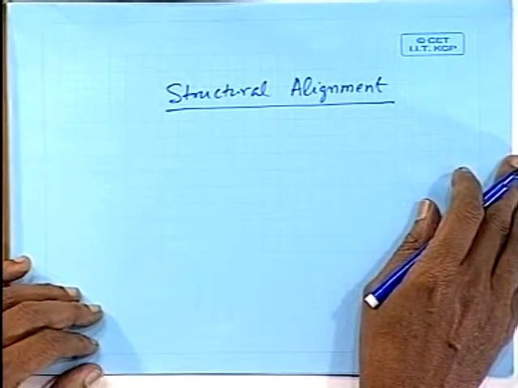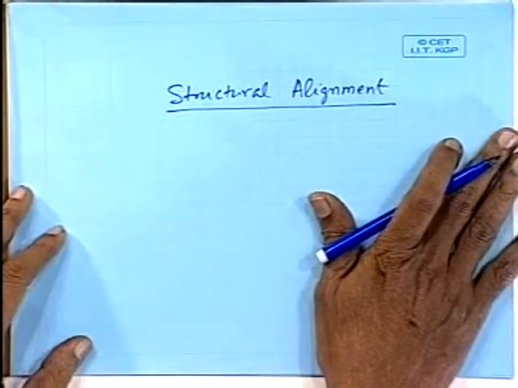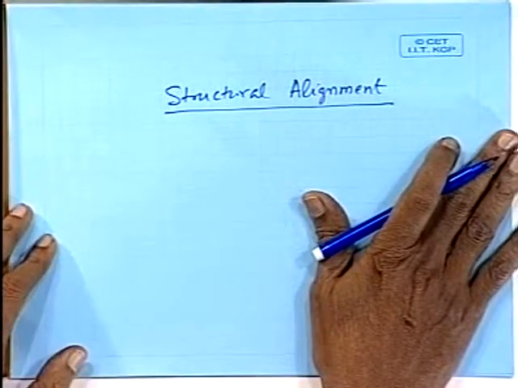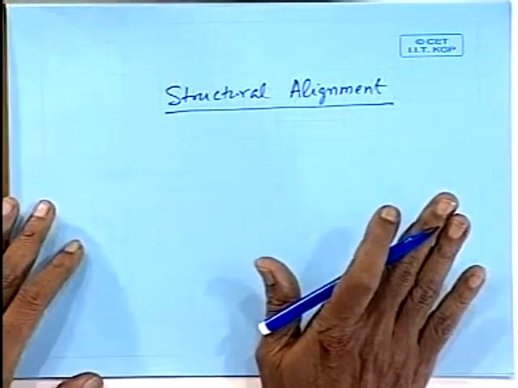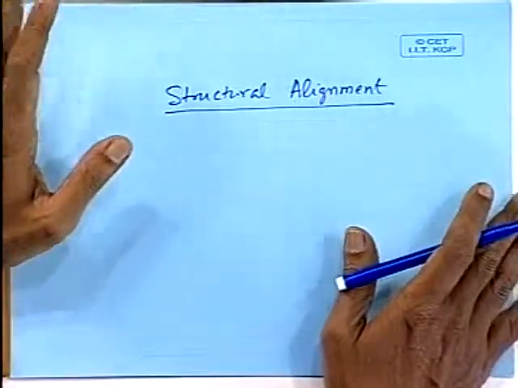What is the meaning of structural alignment? Once a structure is stressed, it should be possible for us to design the structure in such a manner that the stress lines are continuous, or there are no abrupt changes in stress levels in the structure due to defects in layout. One such defect can be structural misalignment.